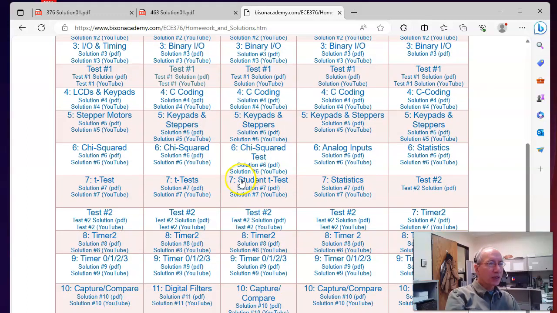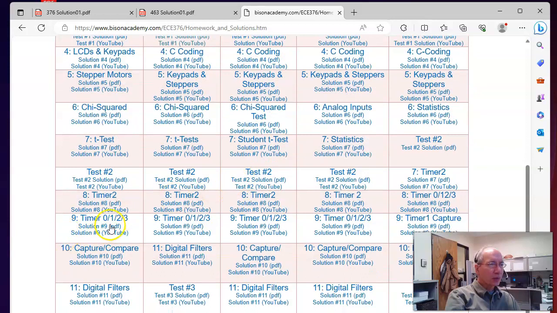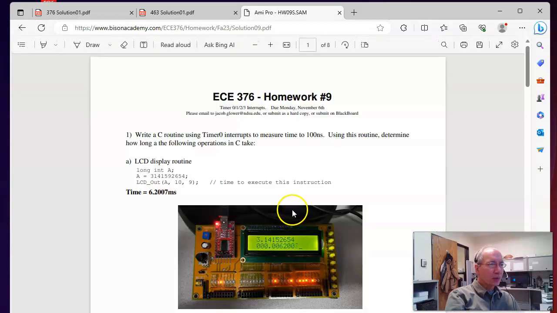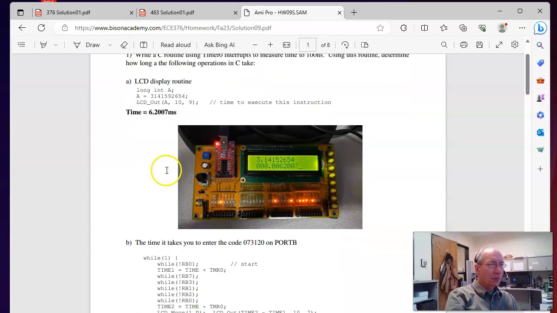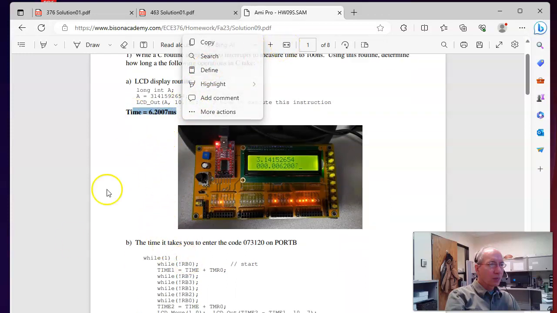If you look at homework set number 9, something we're going to get to a little bit later, the first problem was to measure how long it takes to drive the LCD display. So here I can see how it was called, the different routines. The answer we're looking for is right here, 6.2 milliseconds.